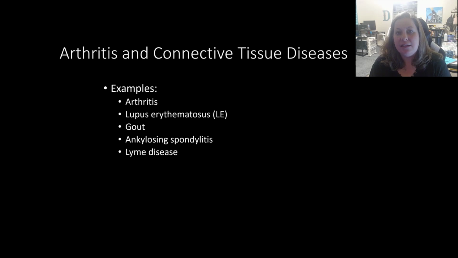Ankylosing spondylitis. This is going to cause inflammation and stiffening of the spine. Specifically, it tends to happen a lot of times in the neck, but it can happen in any parts of the spine where it stiffens up. It's kind of like it's fusing when it should not be.